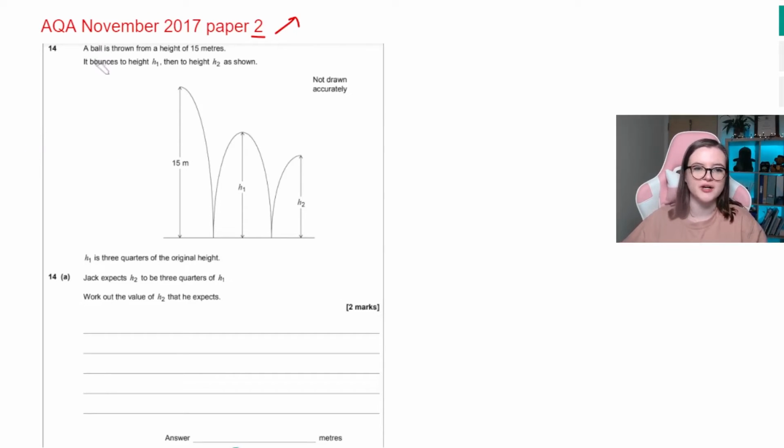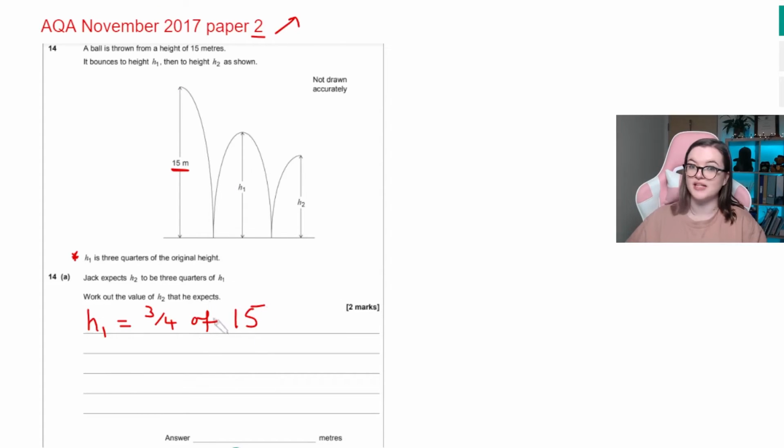Okay, then question 14. A ball is thrown from a height of 15 meters. It bounces to a height h1, and then to a height h2. h1 is 3/4 of the original height. 14a. Jack expects h2 to be 3/4 of h1. Work out the value of h2 that he expects. Okay, then so first thing I'm going to do is hone in on this sentence here. So they've said that h1 is going to be equal to 3/4, which is this fraction here, of the original height, which is this 15 here, the height it was originally thrown at.